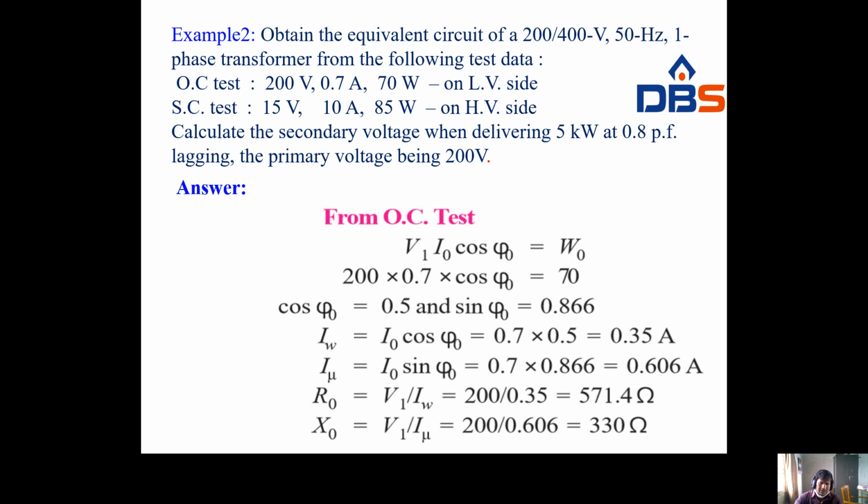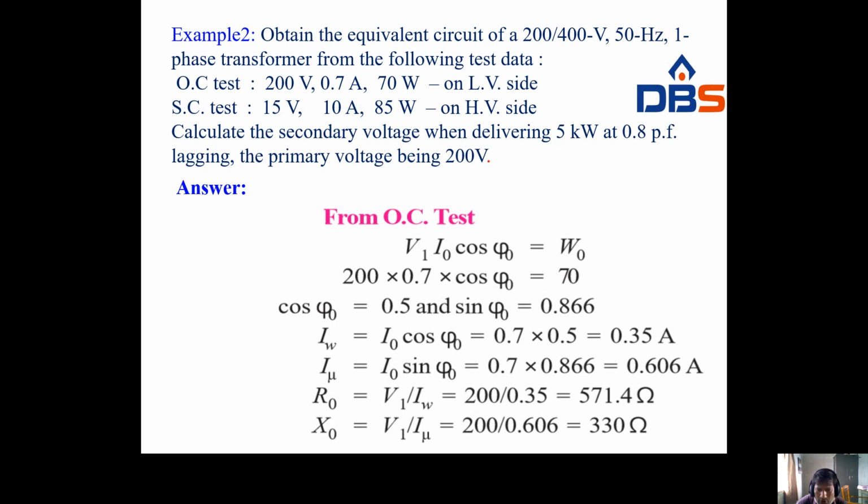From the OC test, they have given VOC, IOC, and WOC. VOC is 200 volts, IOC is 0.7 amperes, and WOC is 70 watts. We know the theoretical calculation of the OC test: WOC is equal to VOC into IOC into cos phi naught. So we are already given WOC 70 equal to 200 into 0.7 into cos phi naught.